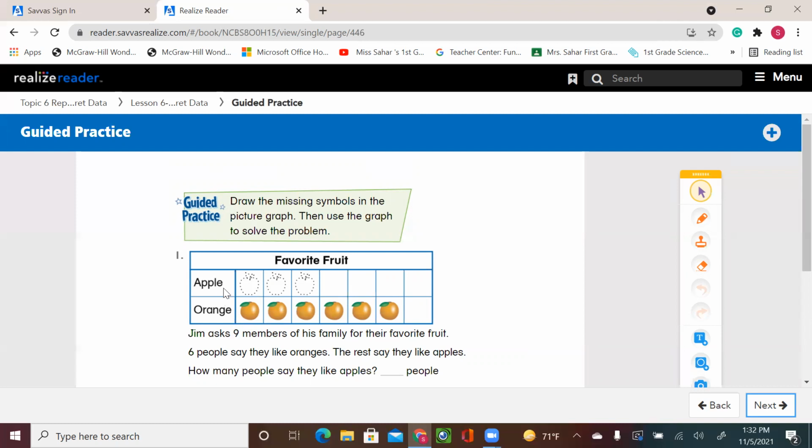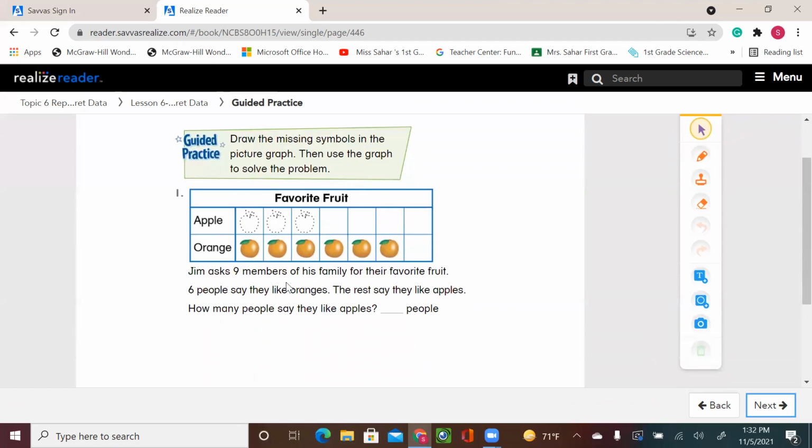First, when we look at it, we see that there are 9 family members in total, and 6 chose oranges. So we need to look for the number of family members that chose apples. We can say, if I have 6, how many are missing to make 9? So we count on after 6: 7, 8, 9, and that's the choices of apples. So that's 1, 2, 3.